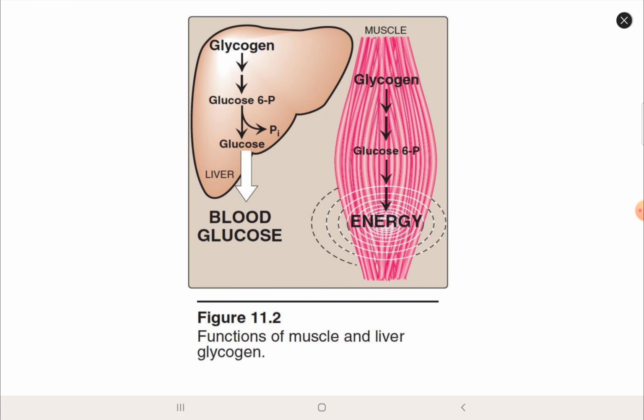Look to this diagram or pictures. Show you how glycogen breaks down in the muscle and the liver. These differences are important. Liver can release glucose into the blood, while the muscle cannot release glucose into the blood.